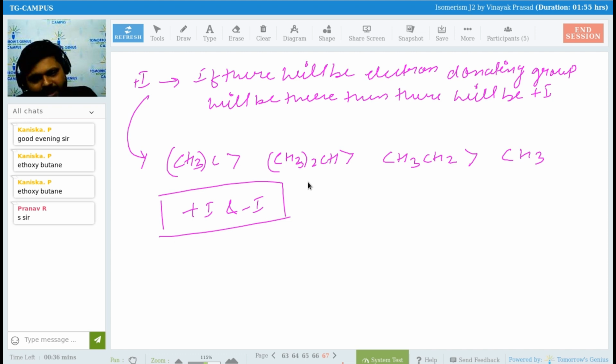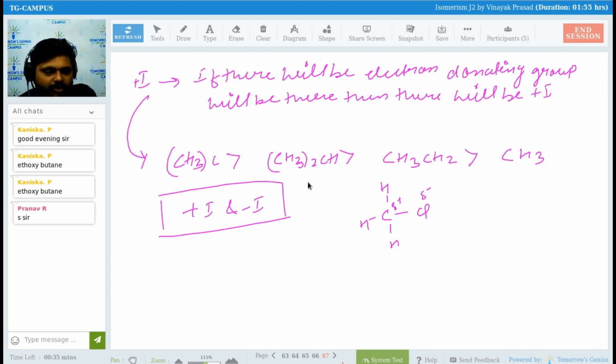Now guys, we are looking at what will happen with the plus I effect and minus I effect. What is the need of that? Let's suppose we have carbon, and Cl is there, and it is attached to 3 hydrogens. So a partial positive charge will develop here and a partial negative charge here, because chlorine is an electron withdrawing group, so minus charge will be there and plus charge will be here.